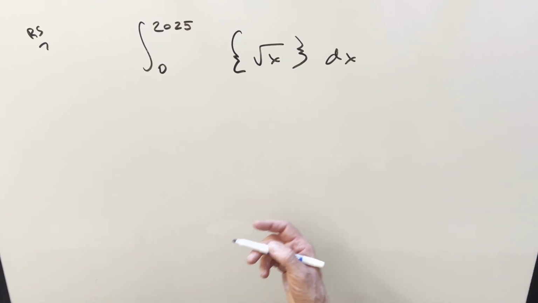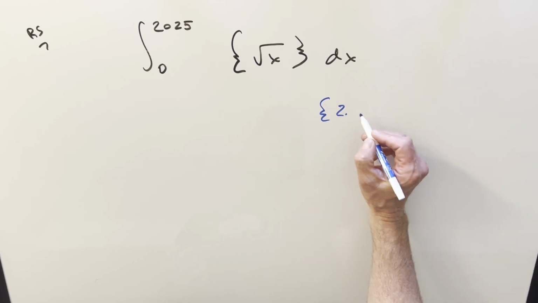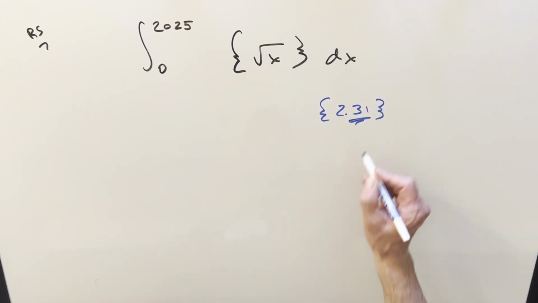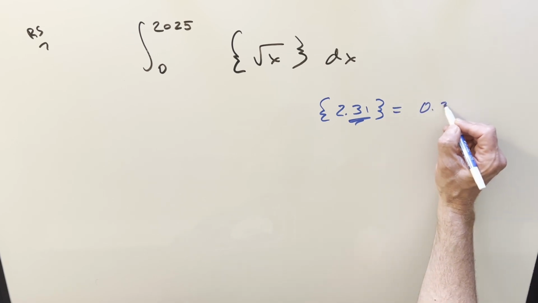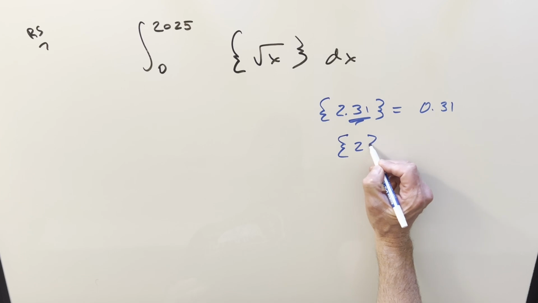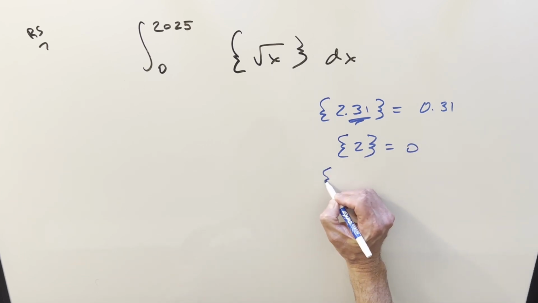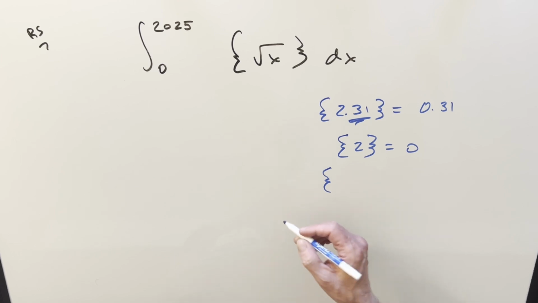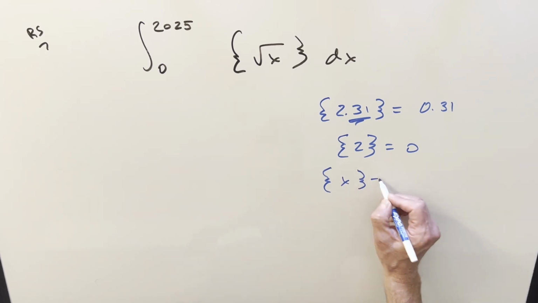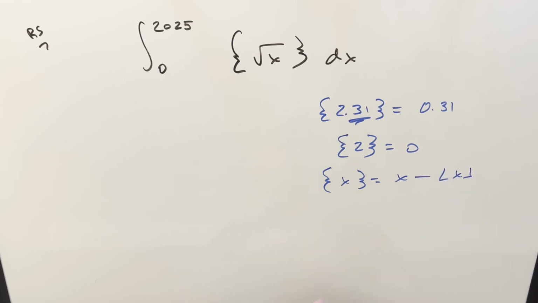For the fractional part, if you're not familiar with it, if we have some decimal number like 2.31, the fractional part is just going to return 0.31. And in the case where you have an integer, like 2, this is going to return 0. Now, the nice thing we can use for our integral is this definition: the fractional part of x can be broken up as x minus the floor function of x.